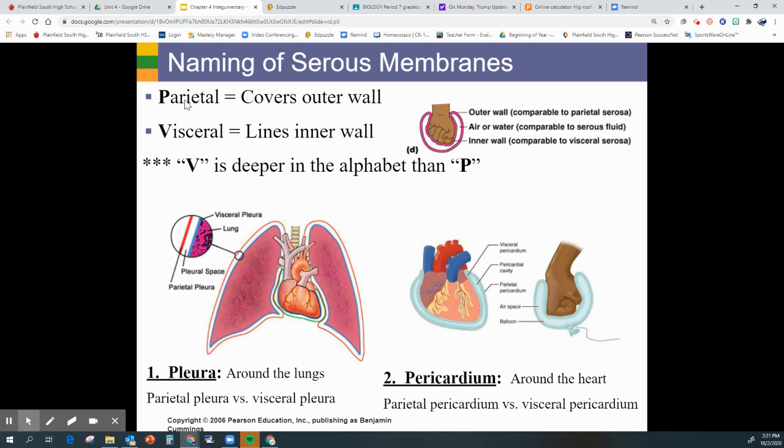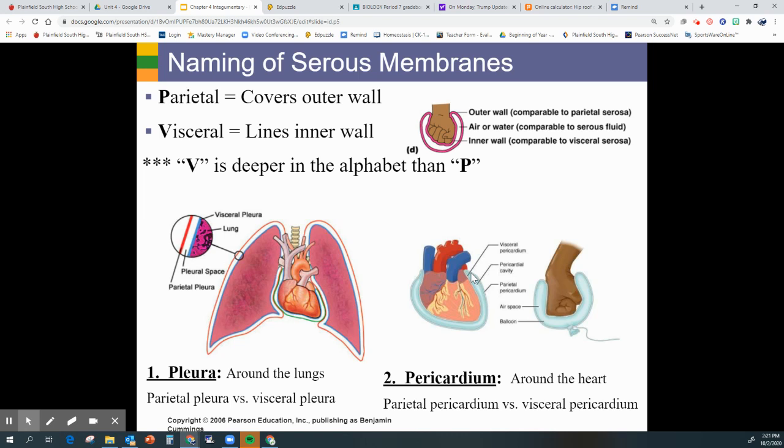Sorry, I think I misspoke just a few minutes ago. So this covers the outer wall. This covers the inner. So the visceral is the one directly attached to the organ. All right. And then the parietal is kind of attached loosely around the outside. The heart is probably your best example of this. And that's why they're using this kind of fist shoving down on a balloon. So there's a space in between the two cavities. One is attached directly to the lining. So that's the visceral. And then the parietal is loosely attached around the outside in most cases.